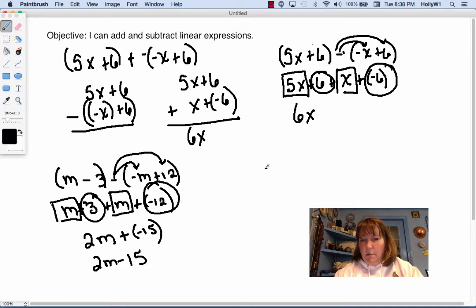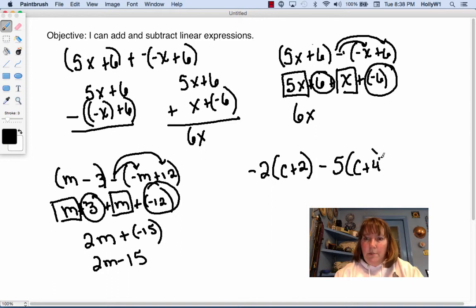All right, here's another one to try on your own. I hope you guys are pausing me after I write it down. I keep forgetting to tell you to pause it. So 2 times c plus 12, subtract 5, c plus 4. Okay, pause me and try this on your own.